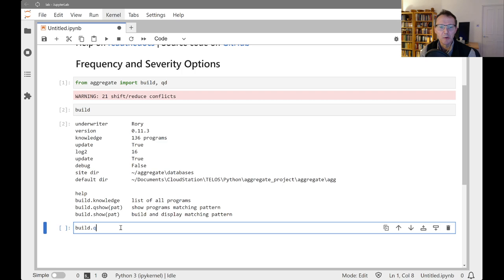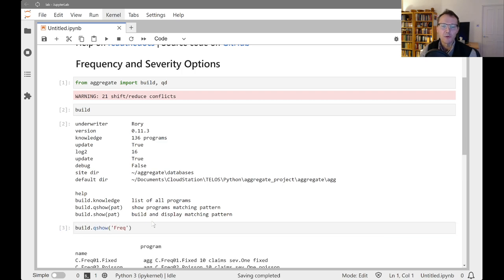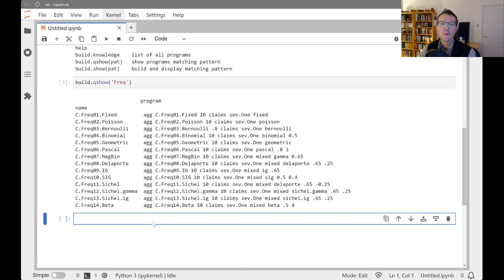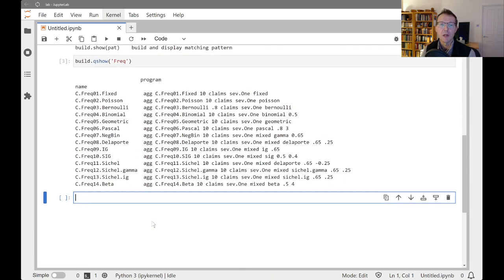And I happen to know that there's a number of examples for frequency distribution. So if we search for all of the examples that include a frequency component, we get the following list. And let's just go through what some of these are. So we've got a fixed number of claims, fairly self-explanatory. You want precisely 1, 2, 3, or in this case, 10 claims. You can specify it in that way.